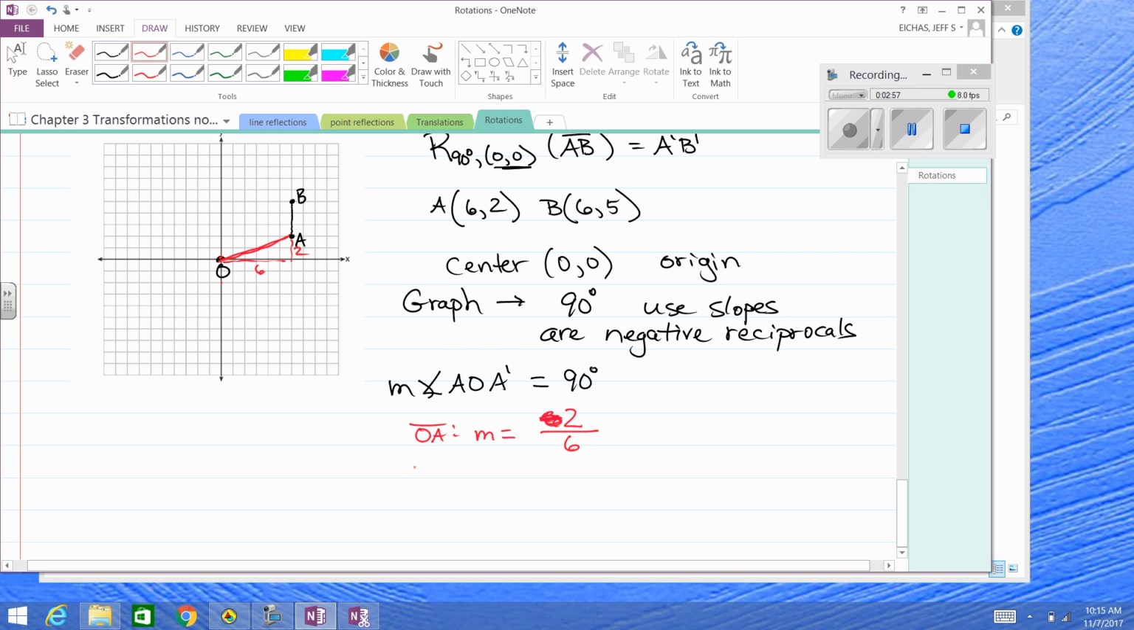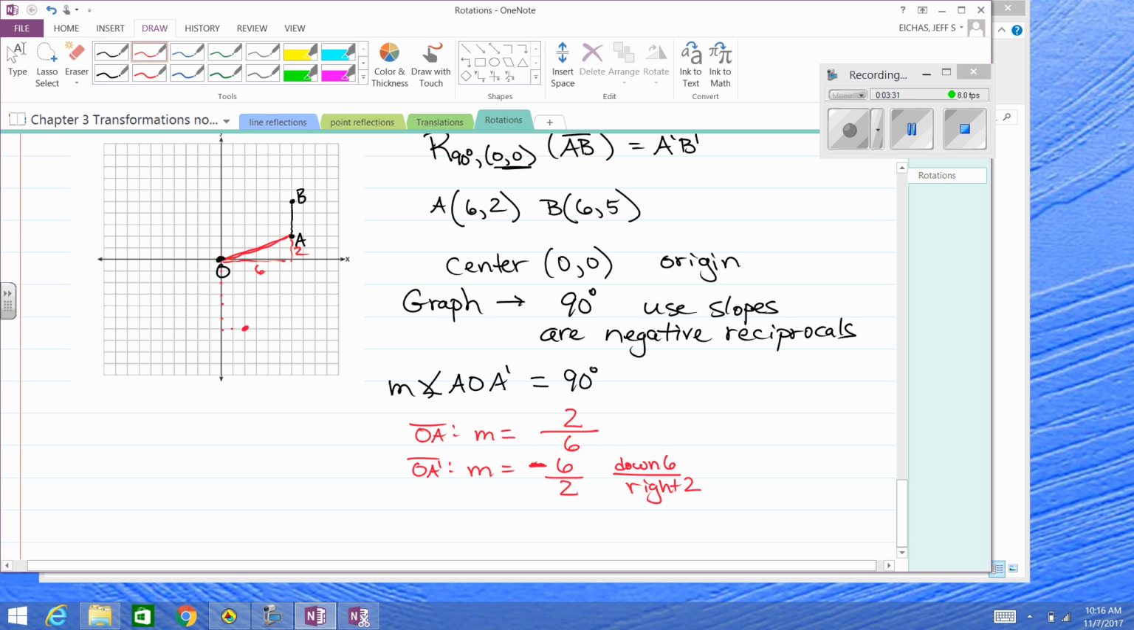Now, O to A prime has to have a slope that is the negative reciprocal. So that's flipping the fraction and changing the sign. It was positive. We're going to make it negative. Okay, get that on there. So from O, what I have to do is go down 6, right 2. That's what this means. That's one way to get a slope of negative 6 over 2. I'm going to do that: 1, 2, 3, 4, 5, 6, 1, 2 from O.